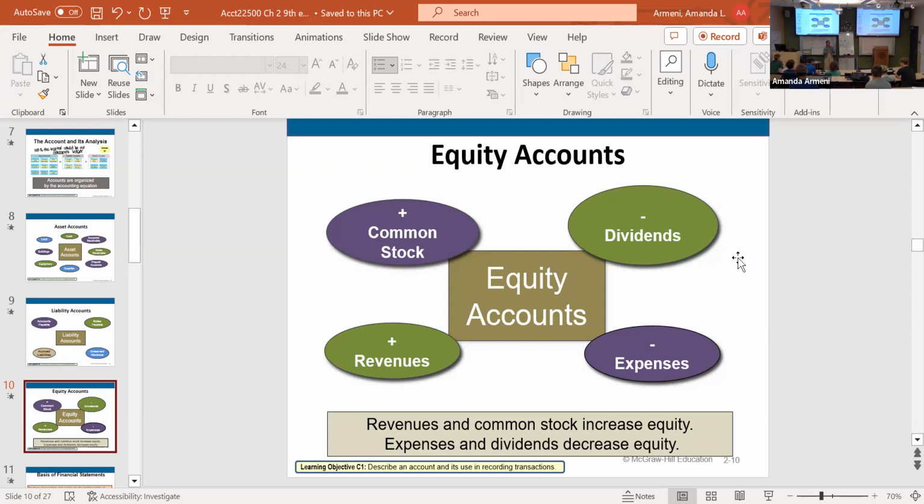And then lastly, dividends. Again, someone remind me, I think Cooper said it last time. Somebody else remind me, what is a dividend?